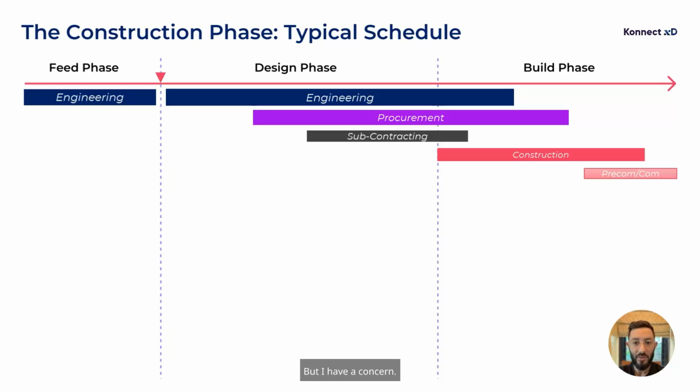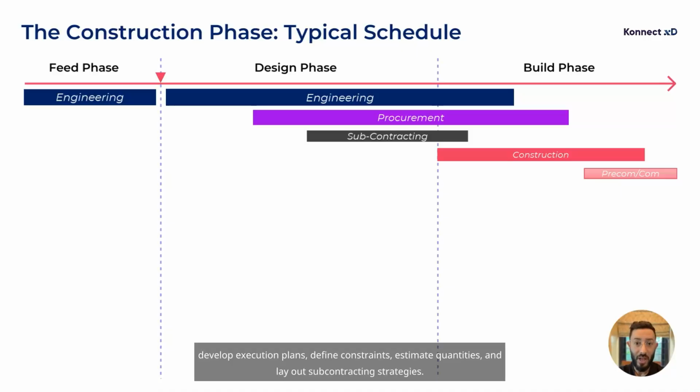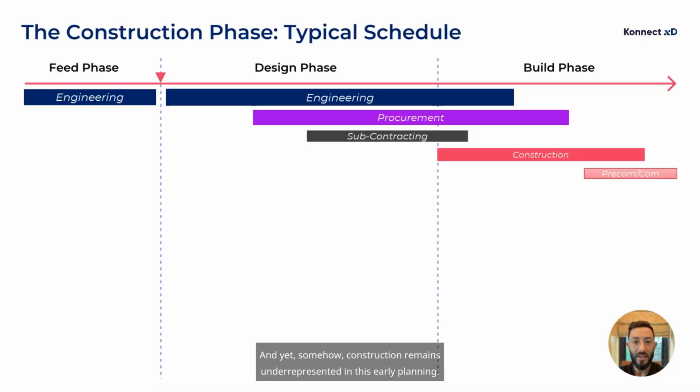But I have a concern. These charts don't reflect reality. They're too neat, too linear. EPCs typically follow the FEL framework, starting from FEED to develop execution plans, define constraints, estimate quantities, and lay out subcontracting strategies. And yet, somehow, construction remains underrepresented in this early planning. It's treated as the final step, rather than an integral part of the process from the beginning.